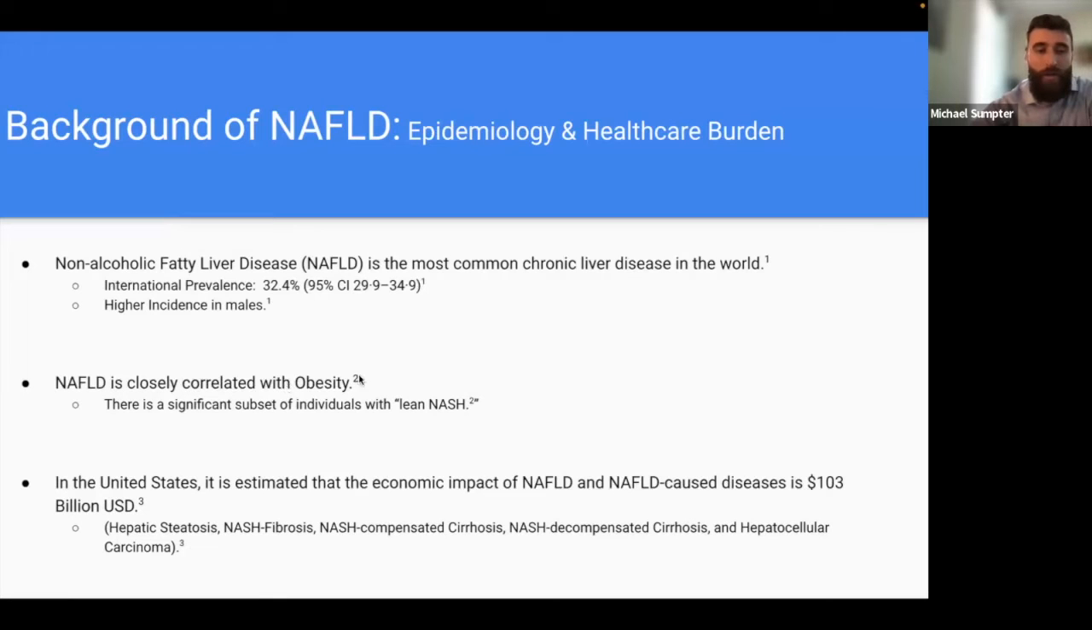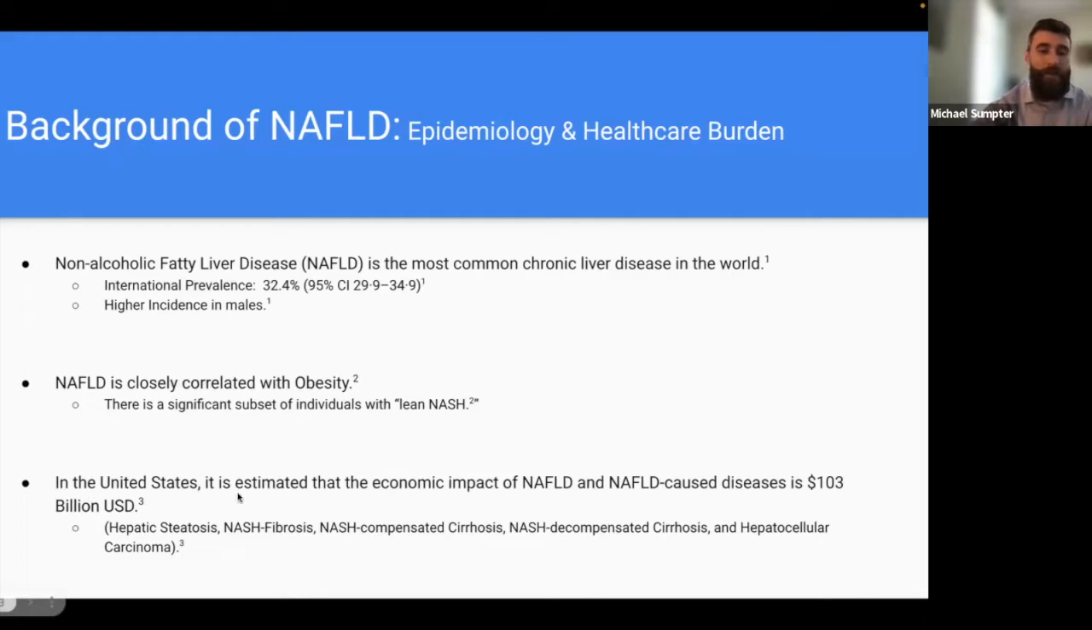NAFLD is closely correlated with obesity. In a study that was done in Europe and the United States, 87% of patients who were diagnosed with NAFLD were obese. However, there is also a significant subset of individuals who have lean NASH. So NASH being non-alcoholic steatohepatitis. These were individuals who had a BMI of less than 25, but were also clinically diagnosed with non-alcoholic fatty liver disease. And this one is clearly uncoupled with metabolic disease because they were not obese. This one is thought to be more due to genetic factors or changes in the gut microbiome. It's still being elucidated as far as I could tell from the literature.